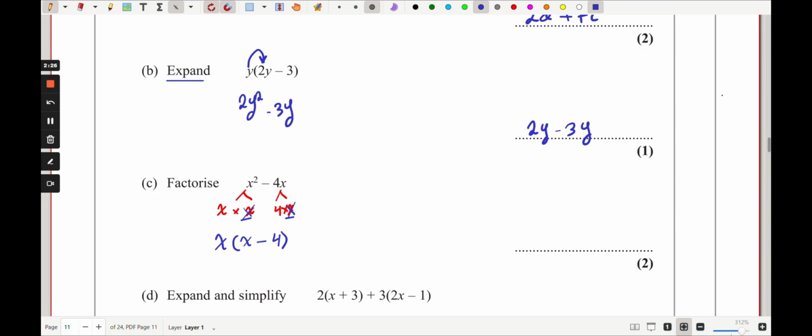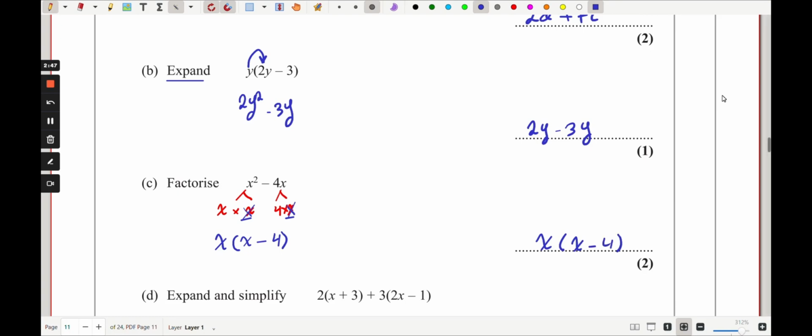That means factorize, rewrite this expression using brackets. So our answer is x times x minus 4.